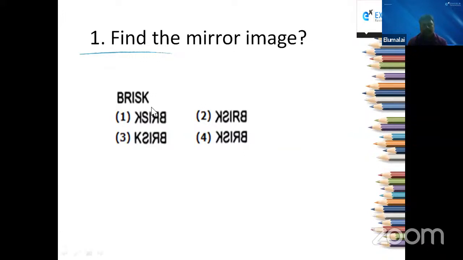Right. Listen, I would already have told you there are two ways of solving any multiple choice question. One is either you will find the correct one, or you will eliminate the wrong three remaining answers. That's it. Right. Now, you find the answer to this question. Find the mirror image of brisk.